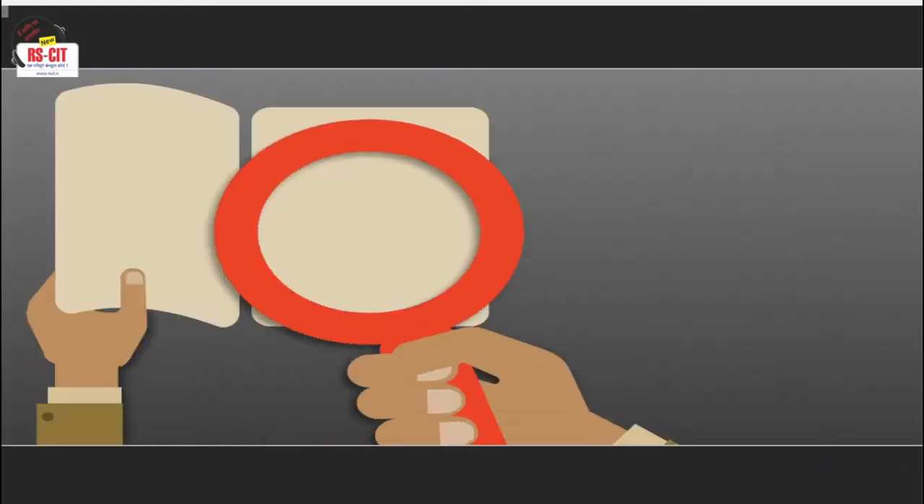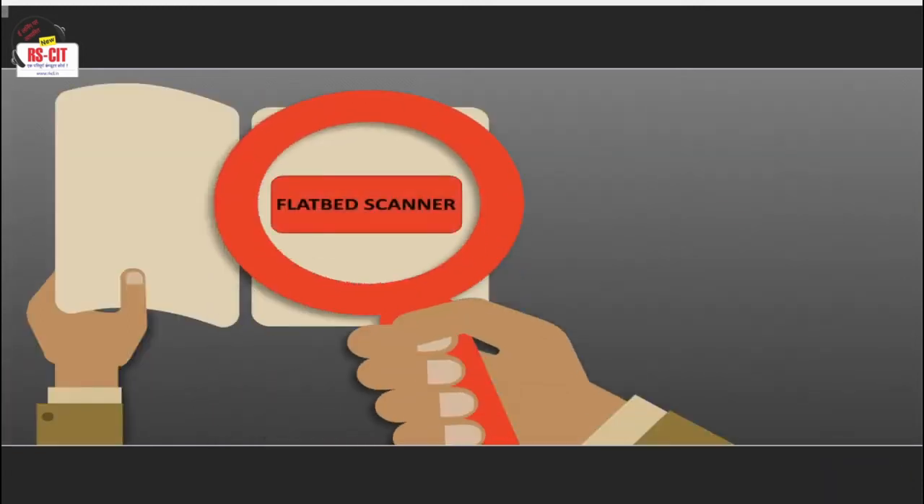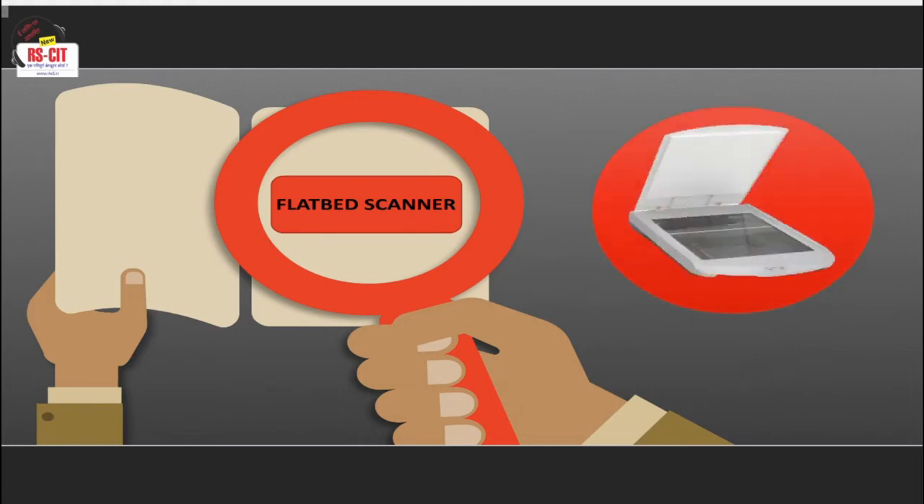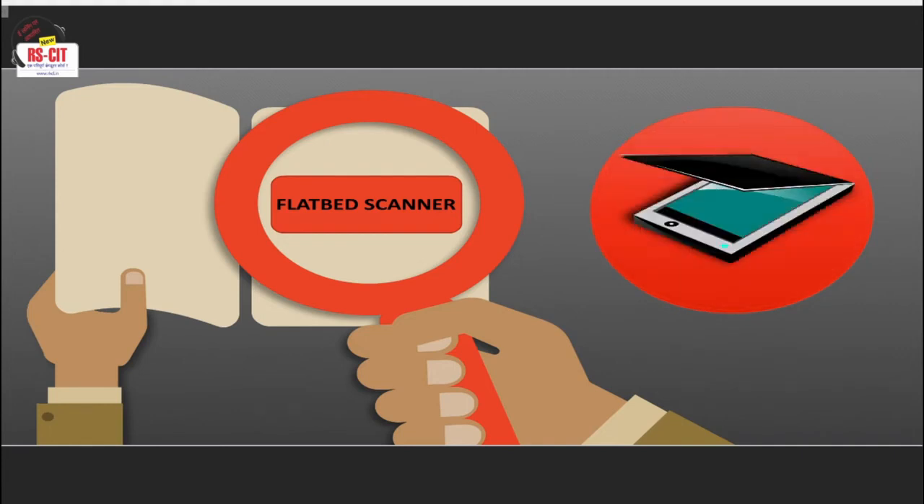A flatbed is a type of scanner or copier that uses a flat glass surface for scanning documents or other objects. Most flatbed scanners have an adjustable lid that can be raised to allow magazines, books, and other thick objects to be scanned.